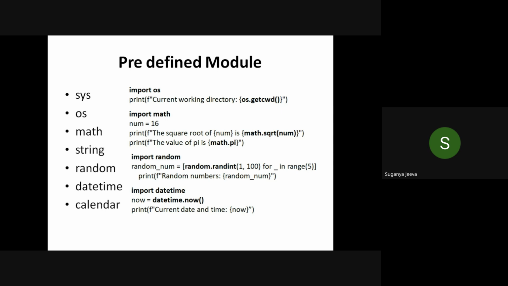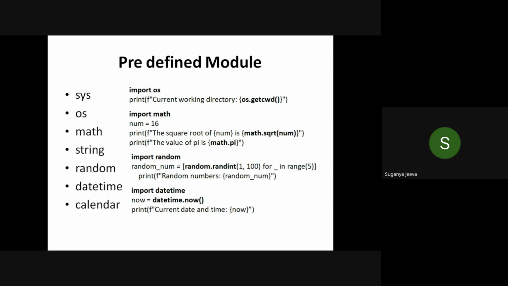The random module is used if you want to generate a random number. Those random related functions are written in the random module. Date and time related functions are written in the datetime module. Calendar related functions are written in the calendar module. Here I just listed only a few of the modules, as a sample for you.